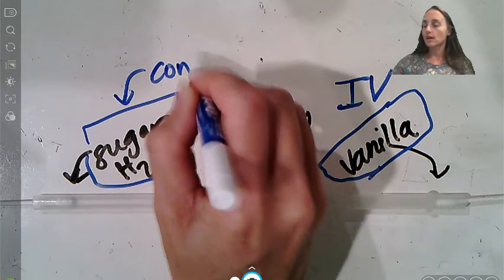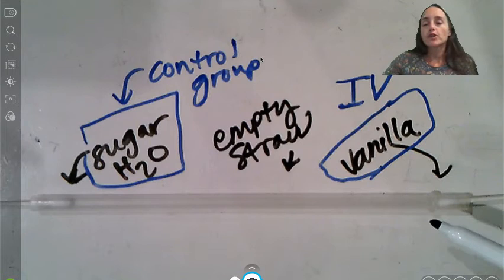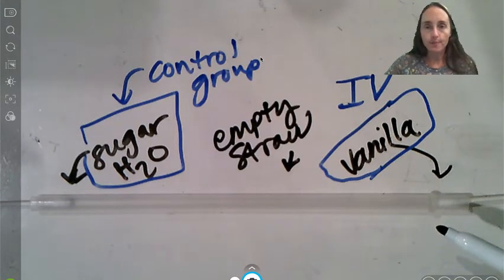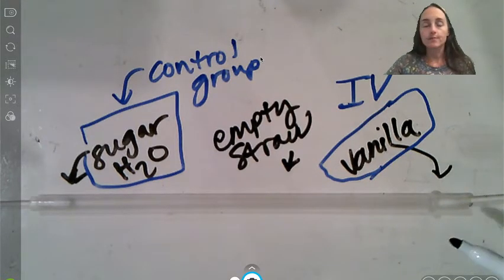Why? Because what if we just put vanilla on both sides of the straw? What if the flies went to the vanilla? How would we know if it was the vanilla that they preferred or the fact that it's a vanilla syrup, so it has sugar in it? How could we tell the difference? Really, the only thing we can do is isolate the vanilla.